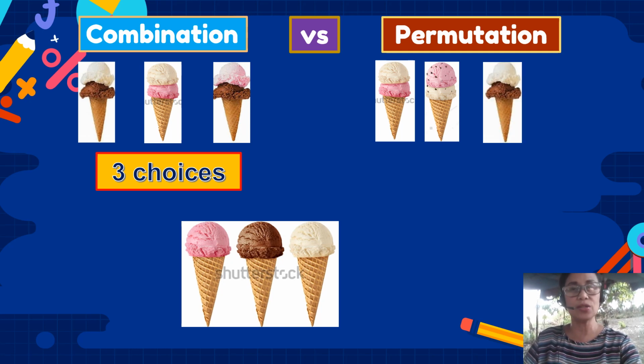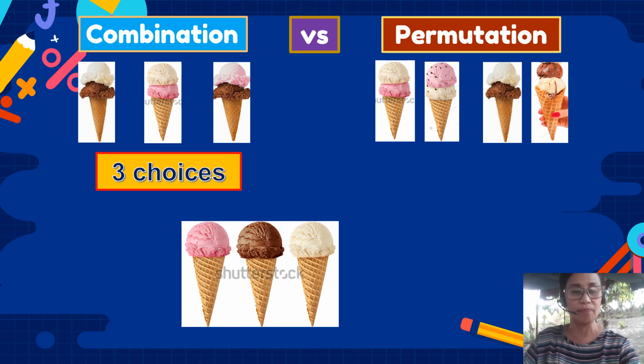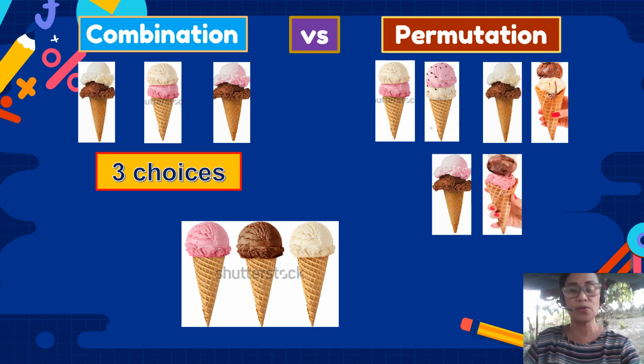And then vanilla and chocolate is different also from chocolate and vanilla. Okay, next and the last is strawberry chocolate is different from chocolate and strawberry. Because in this case, the order of arranging the ice cream in the cone is different when you rearrange it the other way around.